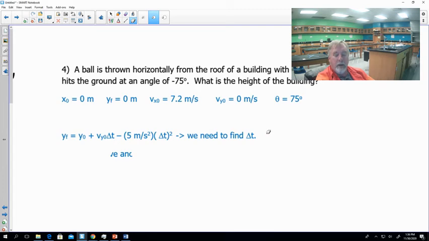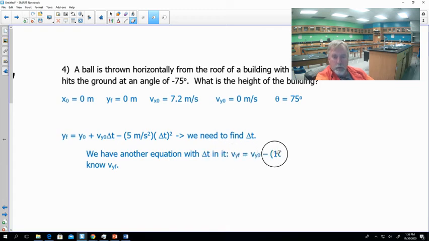So we've got to find our delta t. Let's look at the other equations. Do we have anything else that can help us figure out our delta t? We do. We have the equation that says Vyf equals Vy0 minus 10 meters per second squared times delta t. Okay, well, that only helps us a little bit because we still don't know Vyf. We don't know our final velocity.